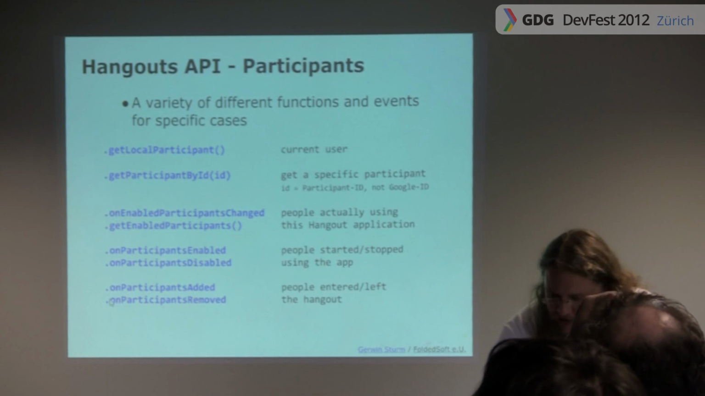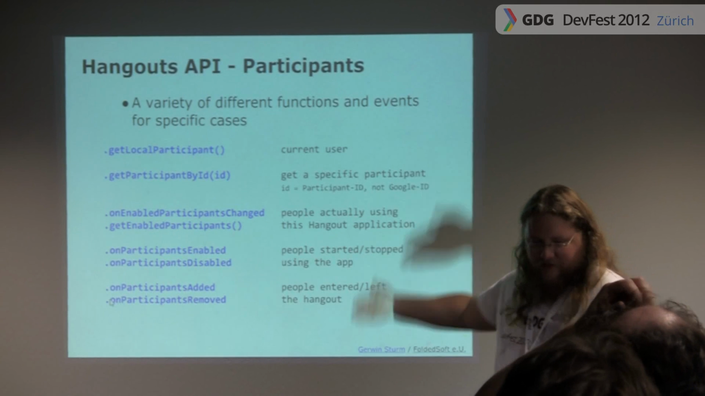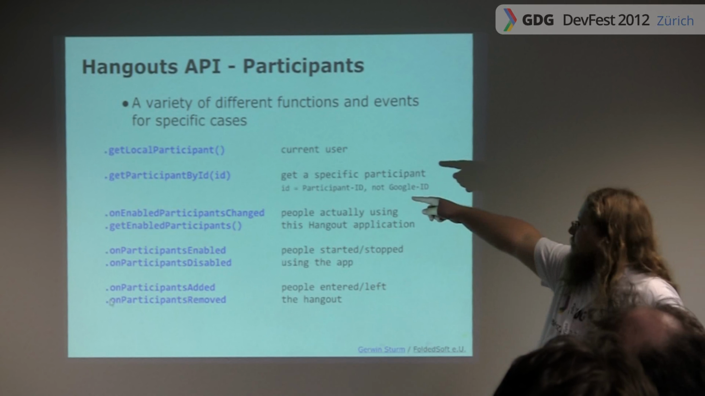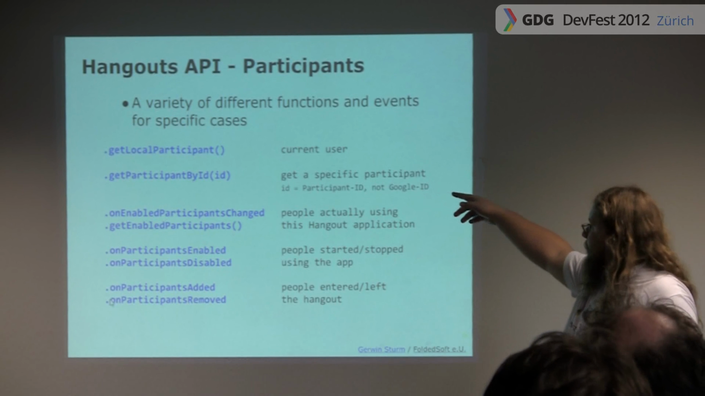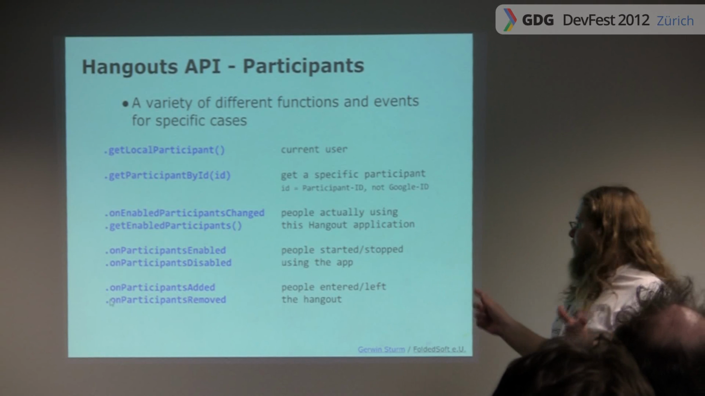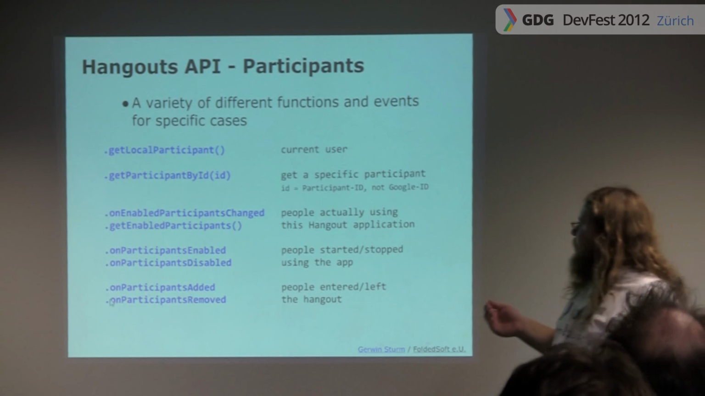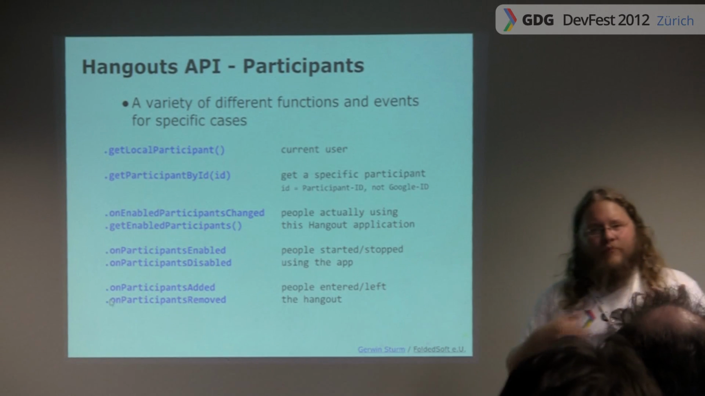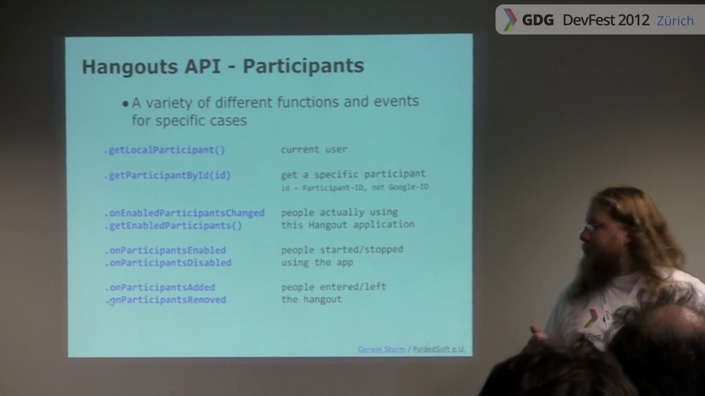And you not only have this, you have all sorts of different functions to access participants. You can just access the current local user. You can access a specific user if you have the participant ID. And then you also have different kinds of participants. You can have enabled participants, which are people who are actively using the app.